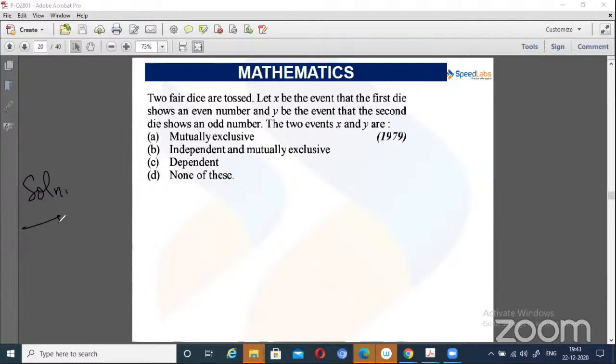It's a theoretical question. Two fair dice are tossed, and just keep in mind that they have been marked. The first die has been named. So it's not random that one of them shows an even and one of them shows an odd number. The first die shows an even number and the second die shows an odd number. So the dice have been marked. Now give me the answer. The two events X and Y are: option A, mutually exclusive; option B, independent and mutually exclusive; C, dependent; D, none of these.